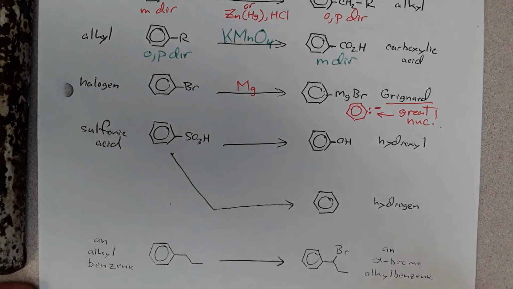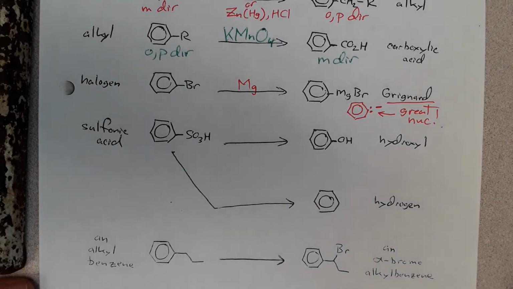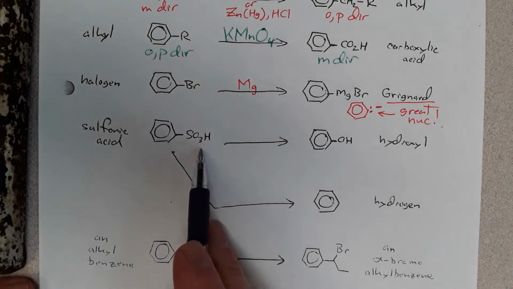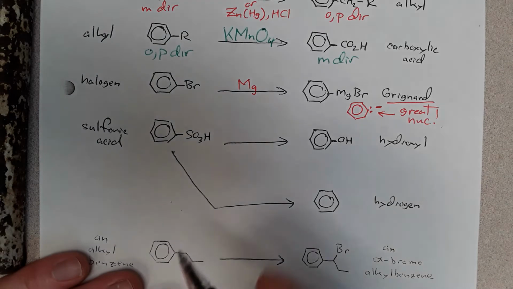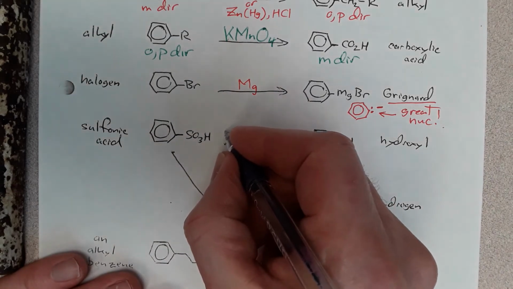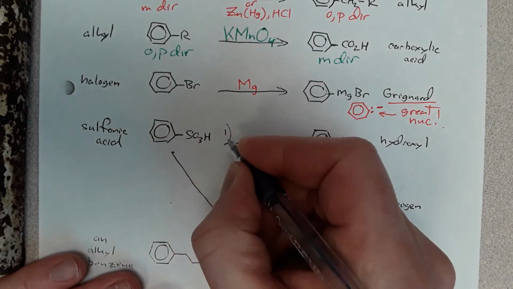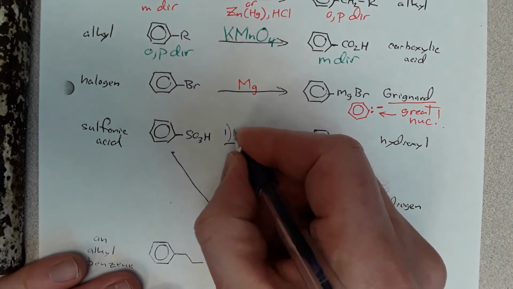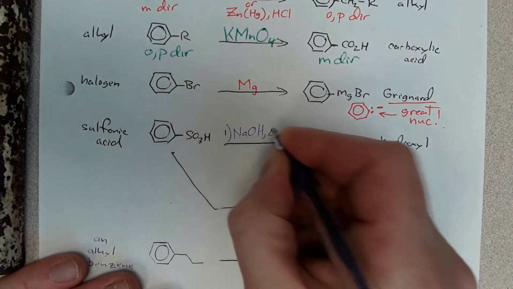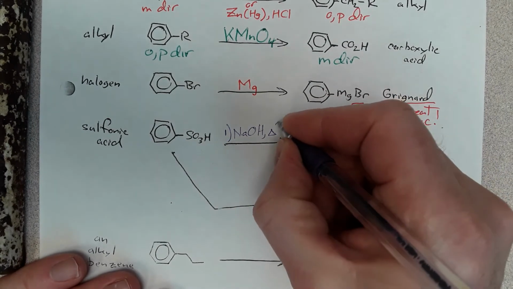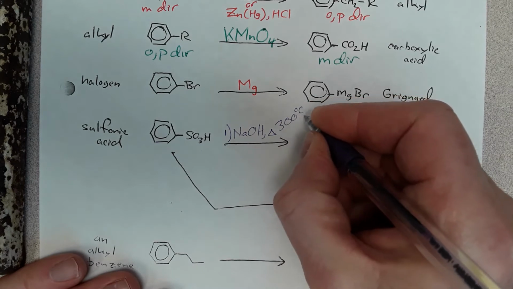Picking up where we left off on the last video, we can convert a sulfonic acid into a phenol by something called alkali fusion. This is something that is actually not done that often because it requires pretty extreme temperatures. So you add sodium hydroxide and heat, and that heat is 300 degrees C.